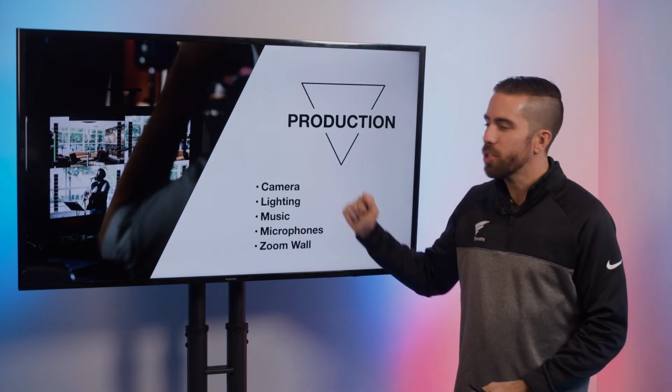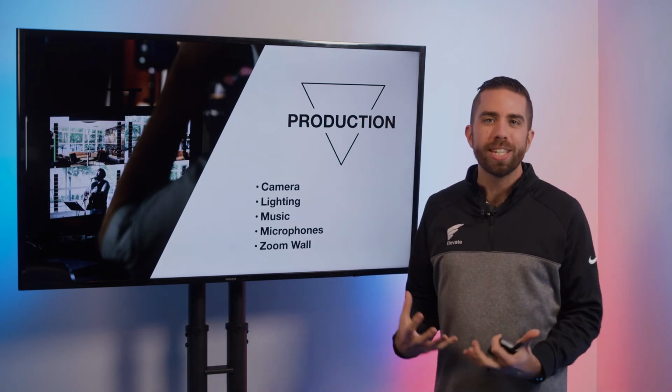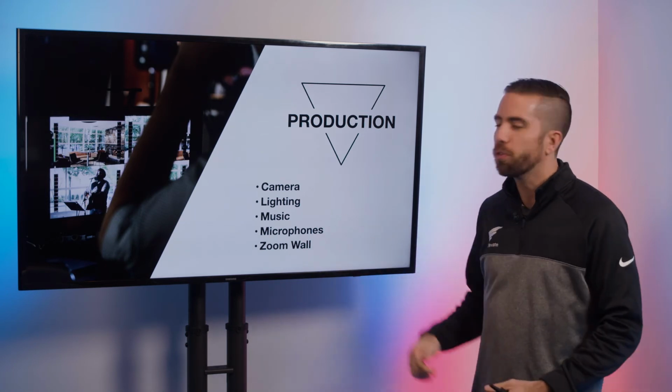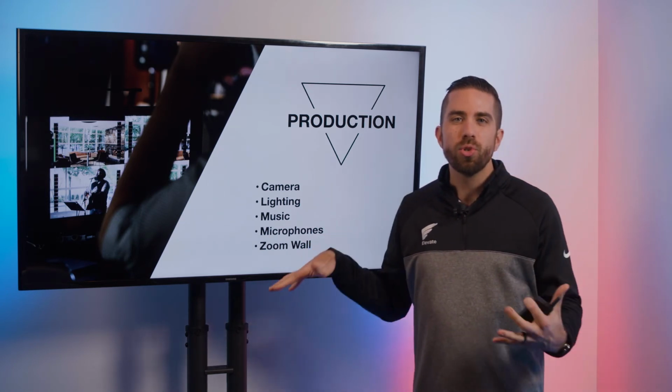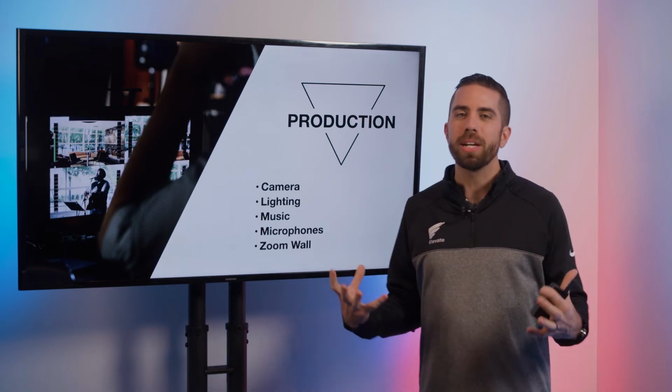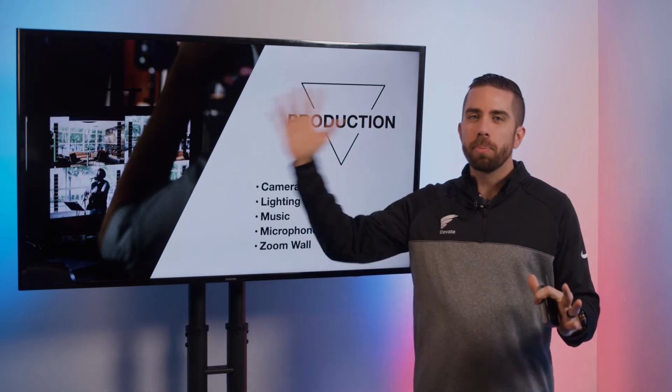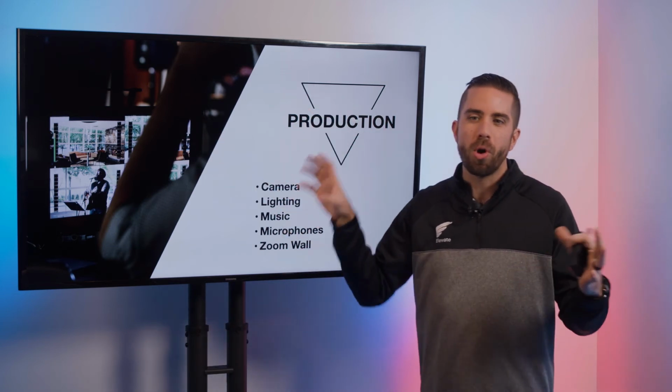So think through the cameras that you're using. Can you use more than one camera angle? The lighting that you have, the music that you have, the microphones, and a Zoom wall if at all possible. What I mean by a Zoom wall is just putting people's faces, I know I've mentioned it a couple times, but putting people's faces so that you can interact with them on camera.